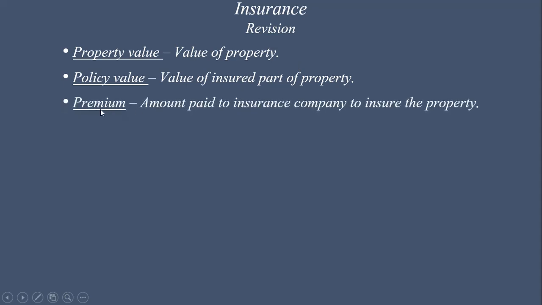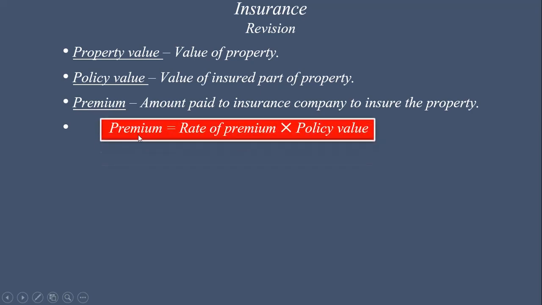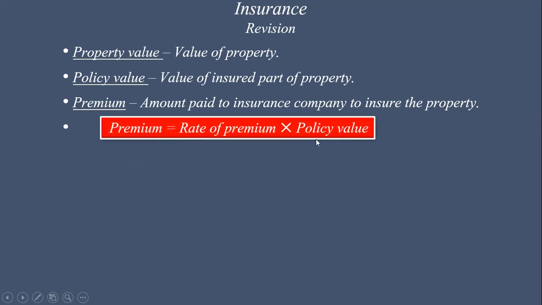Third is premium, the amount paid to the insurance company to insure the property. This amount is known as premium. Now to calculate this premium, we use this formula. Premium is equal to rate of premium into policy value. This rate of premium is given in terms of percent or per thousand.